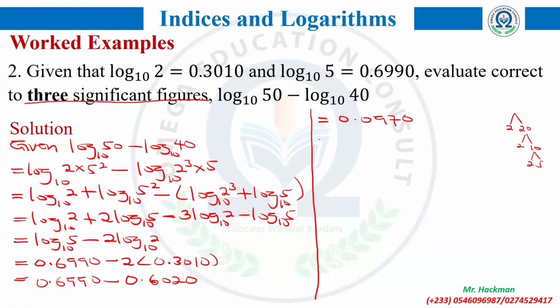So now you come and draw your conclusion. Therefore, your log to the base 10, minus log to the base 10 of 40 is equal to, 3 significant figures to give us, this is the first, the second. Will this be significant? It will go, the light has come.